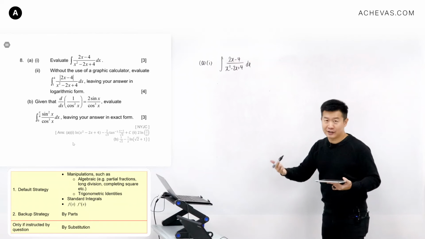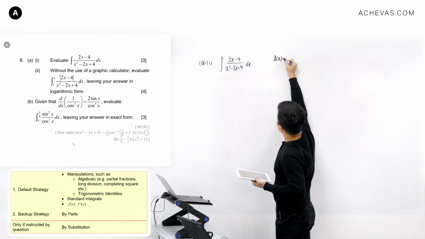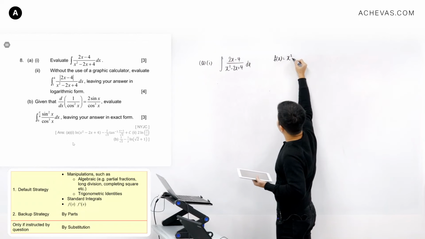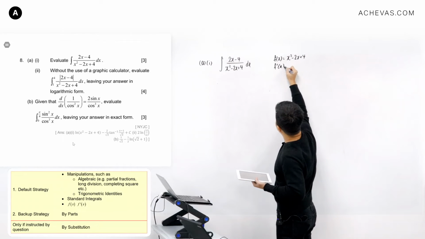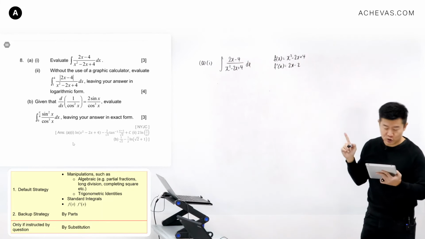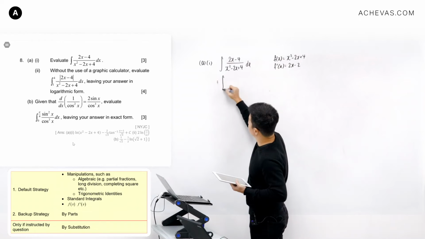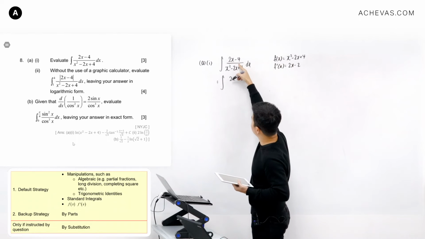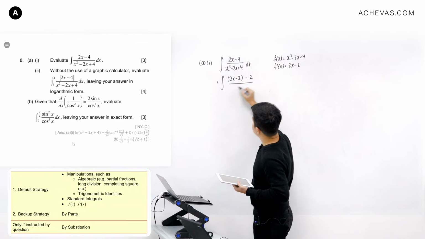So if you have been practicing, then looking at this, what we can try to do is to do f(x), f'(x). So f'(x) is 2x minus 2, and I believe that I can try to create this 2x minus 2 here in the numerator. Actually, it is very, very simple. It is just breaking up this minus 4 into minus 2 divided by x squared minus 2x plus 4 dx.